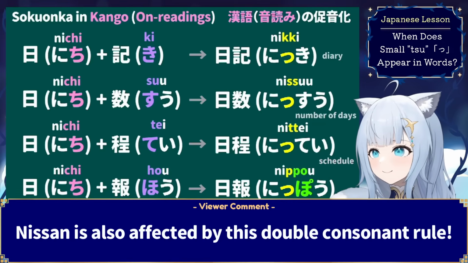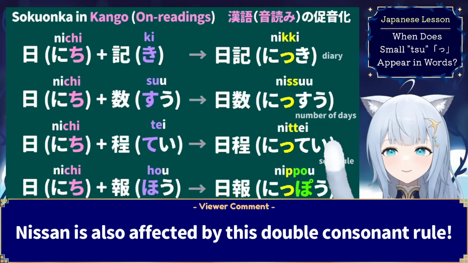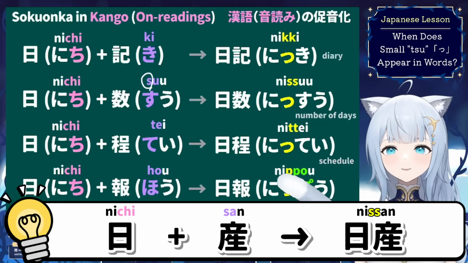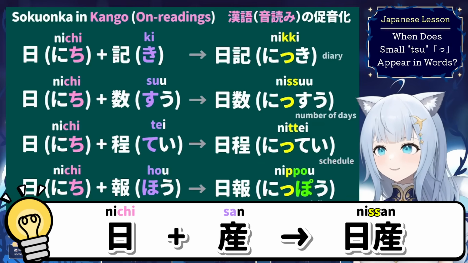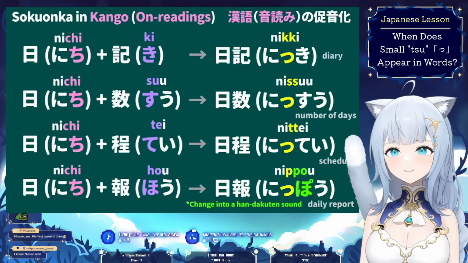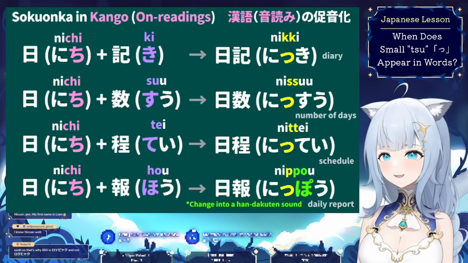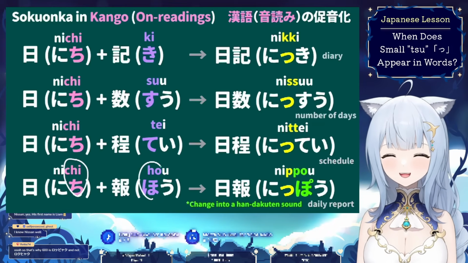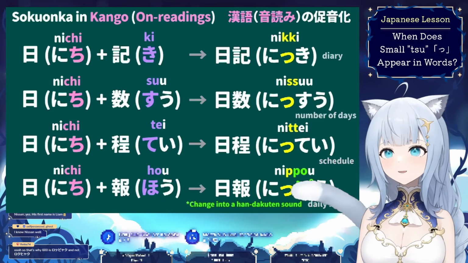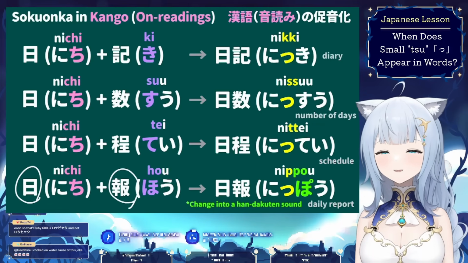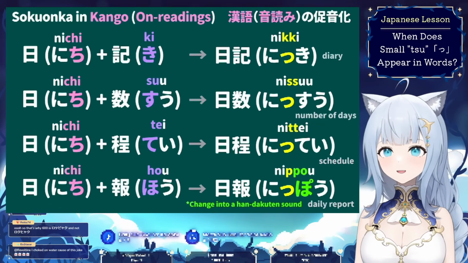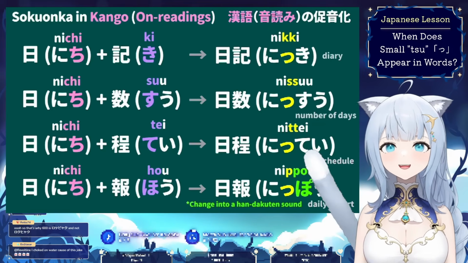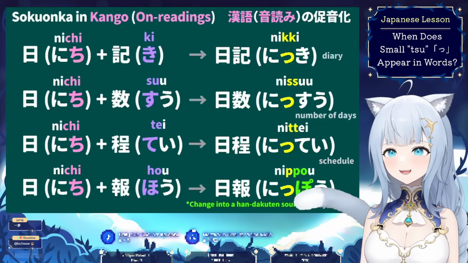Nissan, the Nissan of Nissan Motors. Do you know Nissan? The Japanese car brand is also nichi plus S column sa. But not nichisan, it's Nissan. This is also sokuonka, small tsu. For daily report, nichi plus H column ho. Nichi kanji means day, and ho kanji means report. So daily report, but it's not nichiho. Because when a small tsu is followed by H column, it changes into a handakuten sound.